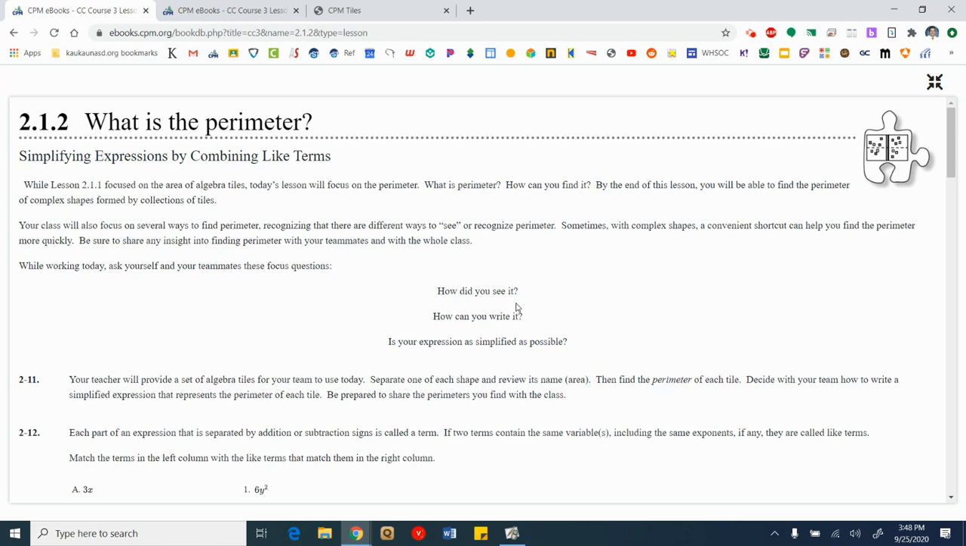All right, so 2.1.1, your teacher will provide a set of algebra tiles for your team to use today. Separate one of each shape and review its name, the area, then find the perimeter of each tile. Decide with your team how to write a simplified expression that represents the perimeter of each tile. Be prepared to share the perimeters you find with the class.